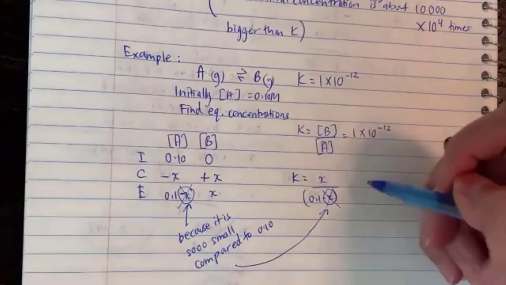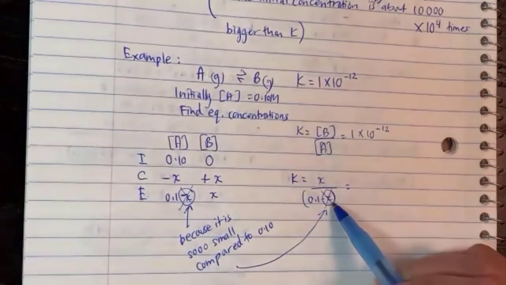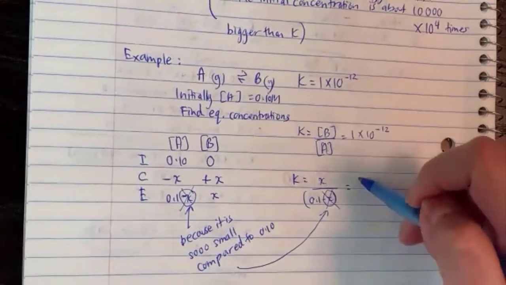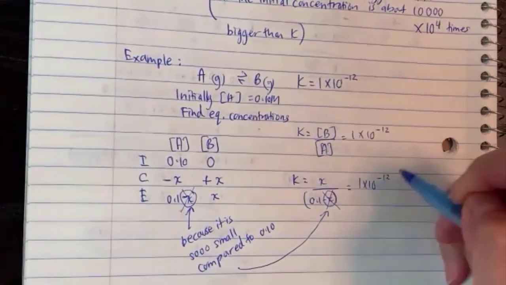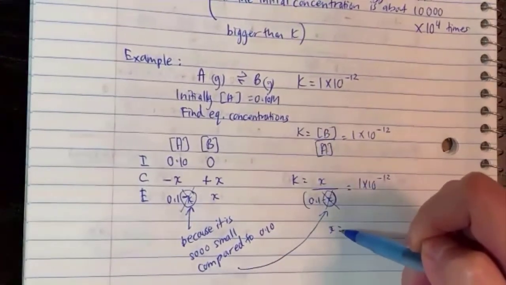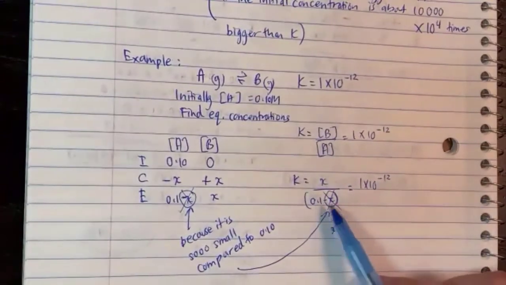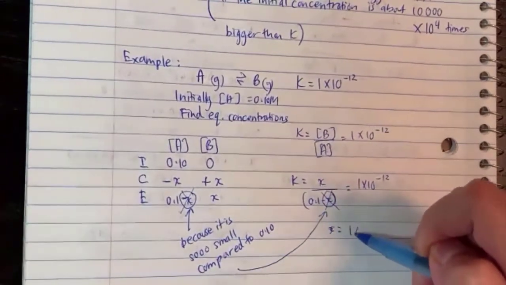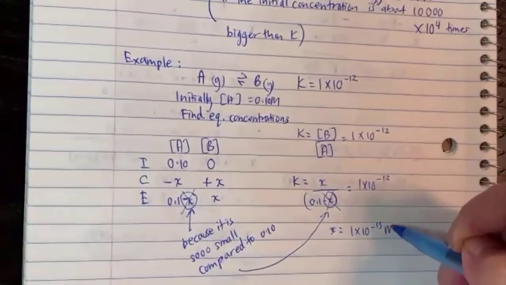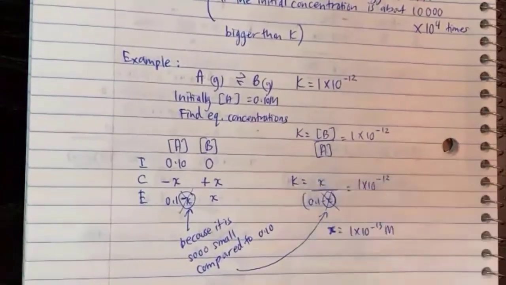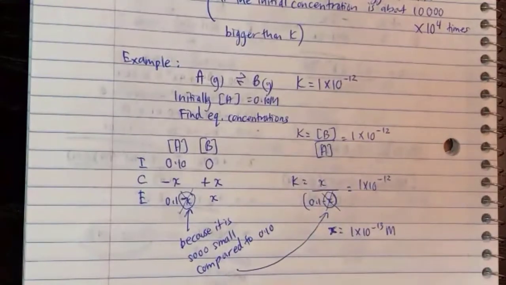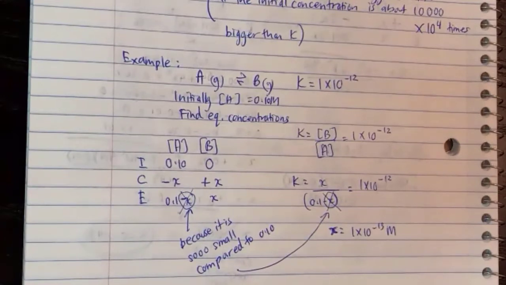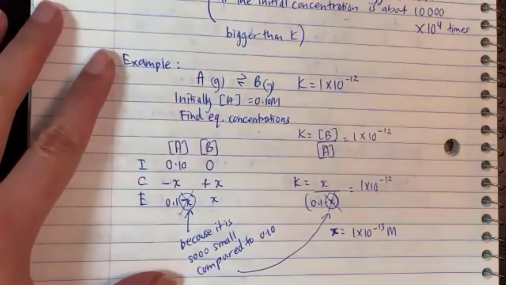Okay, so now since the x is gone here, and that still equals 1 times 10 to the minus 12, then you'll literally get your answer. X is now 1 times 10 to the minus 12 times 0.1. So x is 1 times 10 to the minus 13 molarity. So as you can see, x is really, really small. 0.1 is 1 times 10 to the minus 1, and the answer, 1 times 10 to the minus 13, is so small.